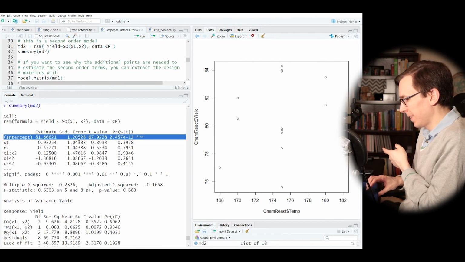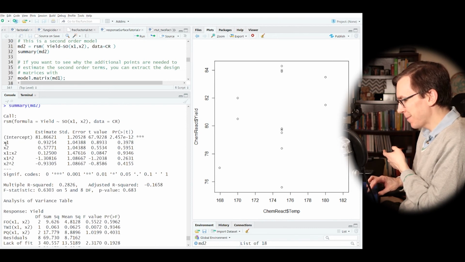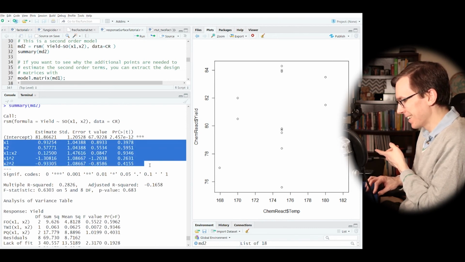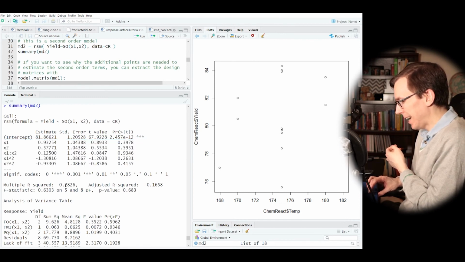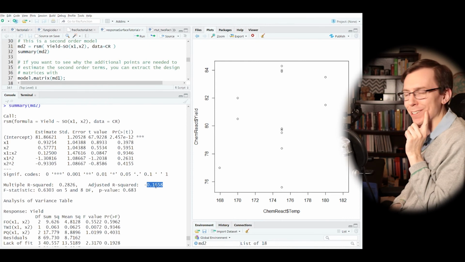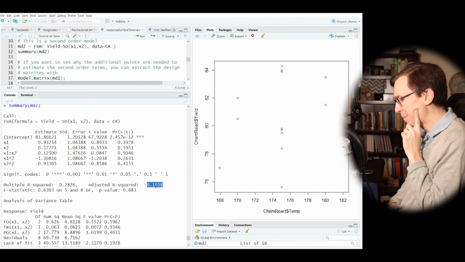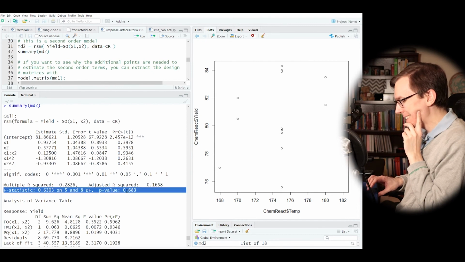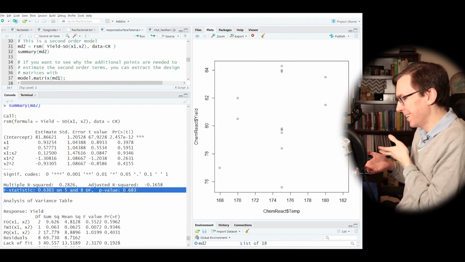First of all, we get our intercept. Then we get a whole bunch of terms. Interestingly enough, none of them are actually significant. So we don't have any significant p-values here, but we do have a quadratic surface. That's interesting, I didn't know you could have a negative adjusted R squared. I'm going to have to look at the formula for that. I'm surprised that's a thing, but that's okay. We still actually don't get quite a good fit.